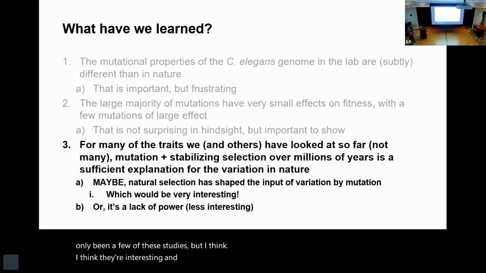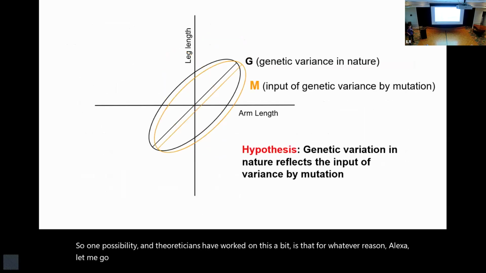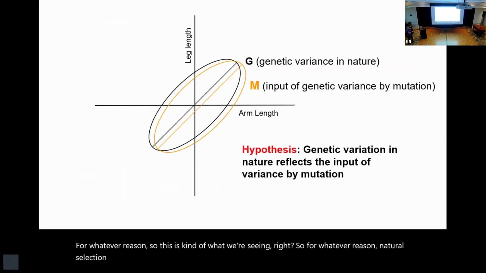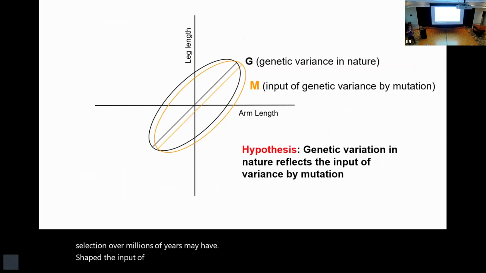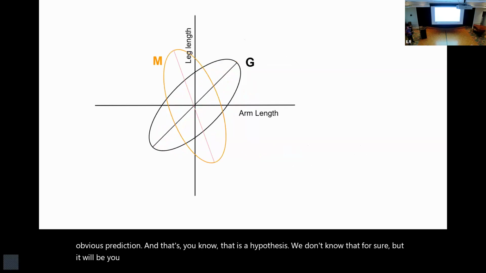So one possibility, and theoreticians have worked on this a bit, is that for whatever reason, and actually let me go back to here, for whatever reason, so this is kind of what we're seeing, right? For whatever reason, natural selection over millions of years may have shaped the input of mutation to line up with what natural selection wants. And that is not an obvious prediction at first. That is a hypothesis. We don't know that for sure, but that's one of the things we're trying to figure out.